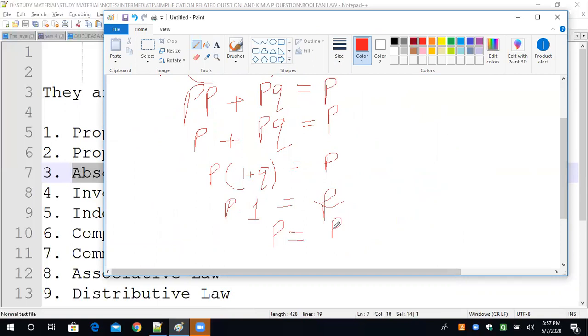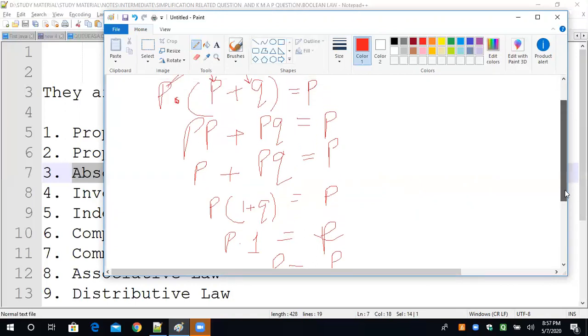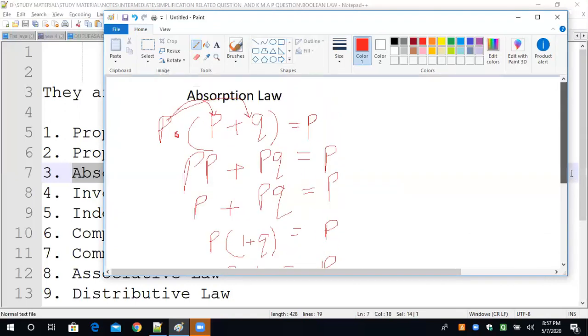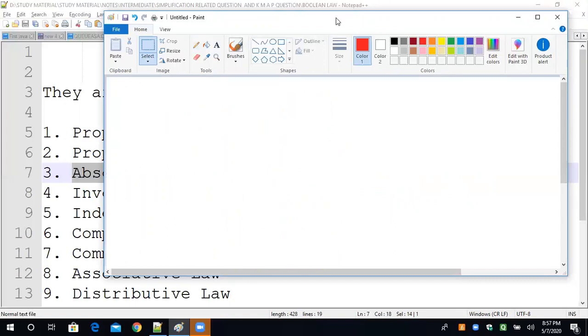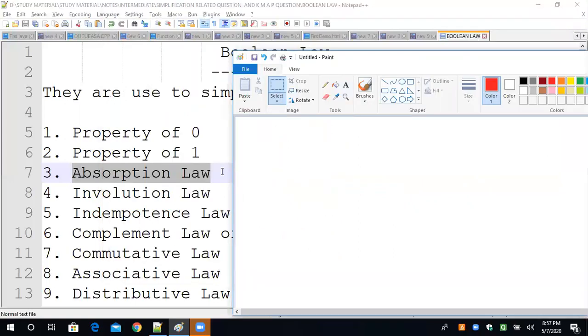This is basically the second variation of the absorption law. Don't worry about that. If it is not clear, just wait for a few minutes, then it will be 100% clear. So this is basically the absorption law. I'm just clearing this and moving to another law, the involution law.